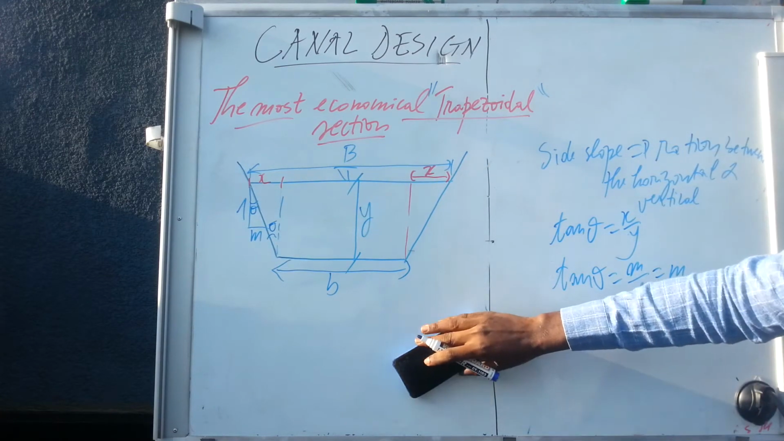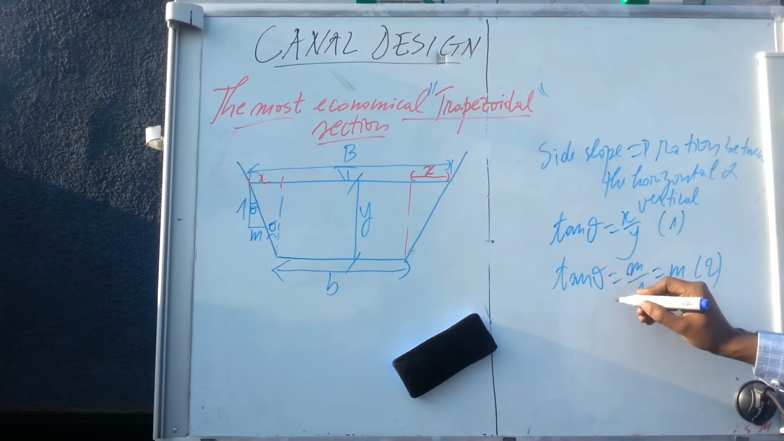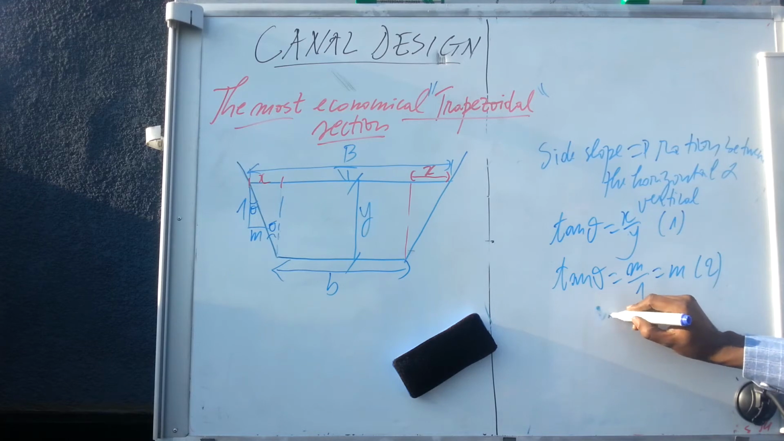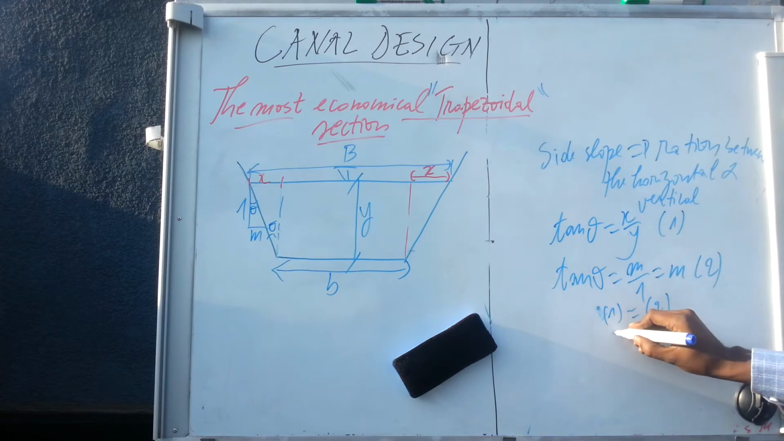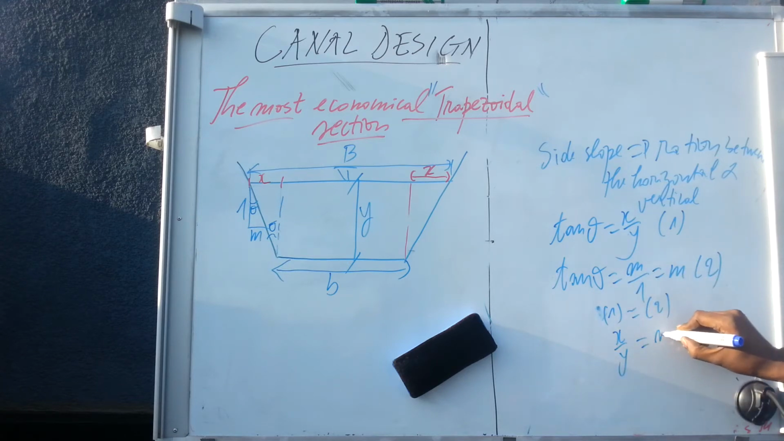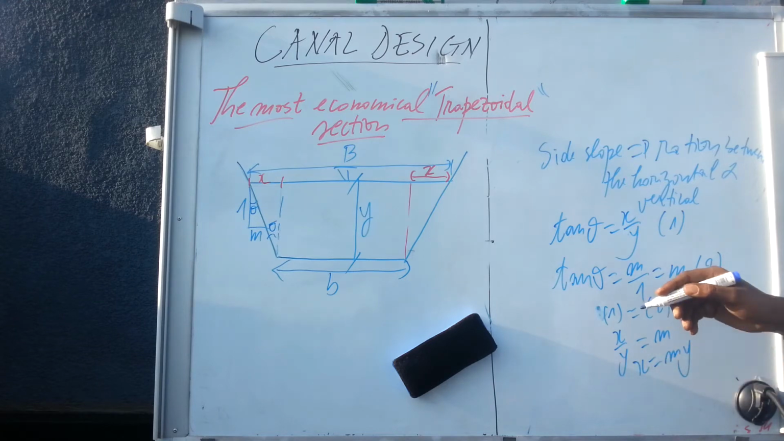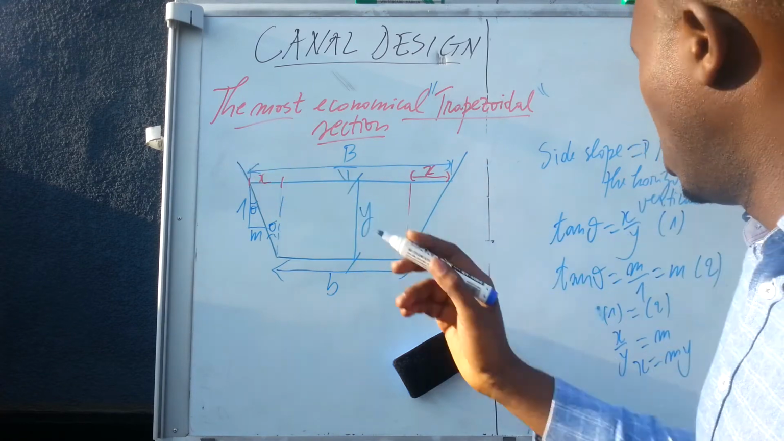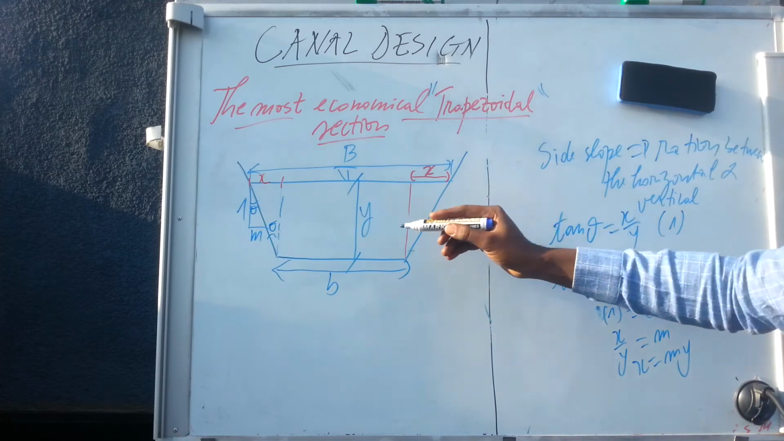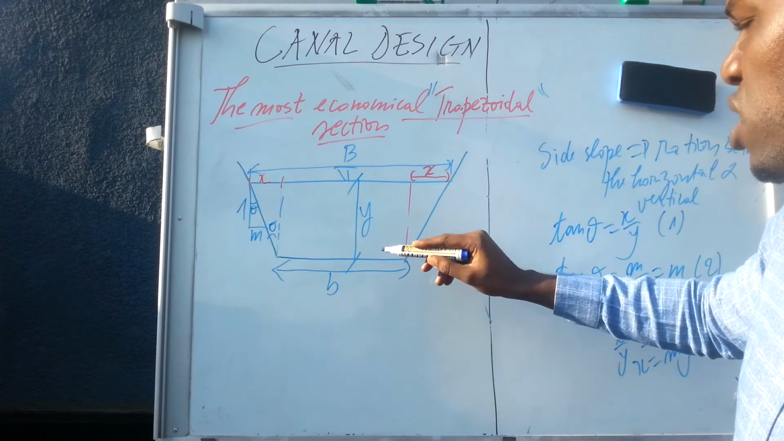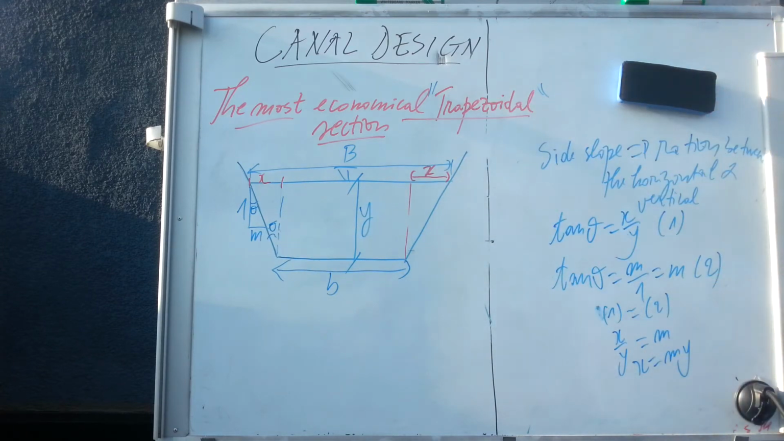So meaning what? If one is 1 and this is 2, you will say that 1 is equal to 2. Because this is tan theta, this is also tan theta, meaning that x over y is equal to m. So x is equal to my. Meaning that if you have a number here and here you have 1, it's a matter of taking this number times the water depth to get this distance. This is what it means.